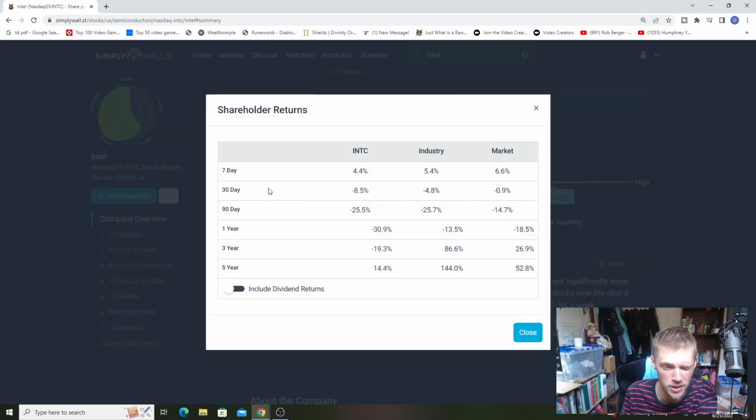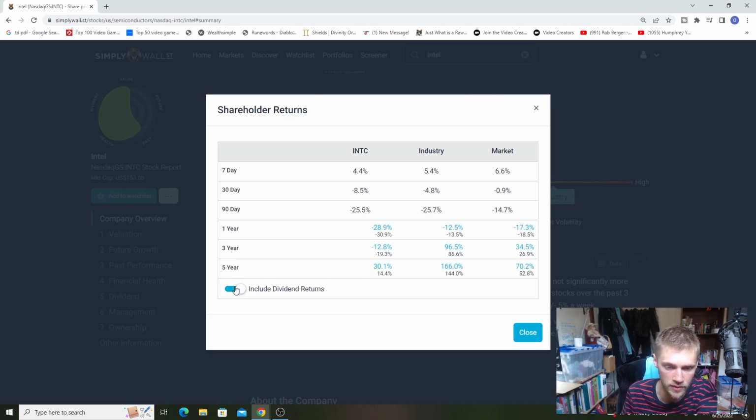I do like this because a lot of tools will show the stock price return, but they won't show the compounding returns. So one thing I really like about this tool is we can go here and see the stock price return over the past year is down negative 30%. Over the past 3 years it's down negative 20%, and the 5-year return is 14%. So it's not looking too hot, right?